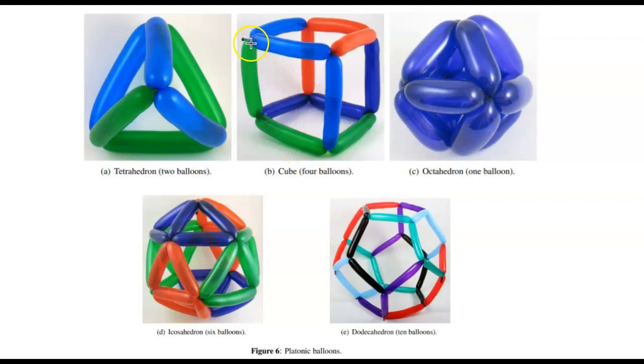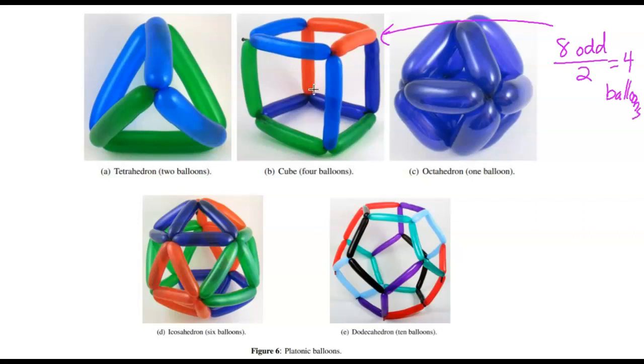But like this vertex has 1, 2, 3 edges. This one has 1, 2, 3, 1, 2, 3, 1, 2, 3. So they all have 3 edges. And there's 1, 2, 3, 4, 5, 6, 7, 8. So remember, I have 8 odd vertices in this picture. If I divide by 2 by the formula, it means I need 4 balloons.